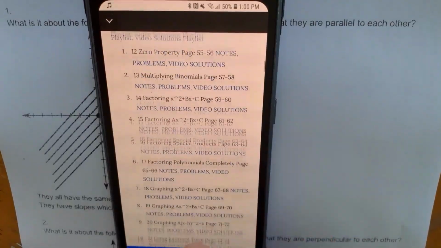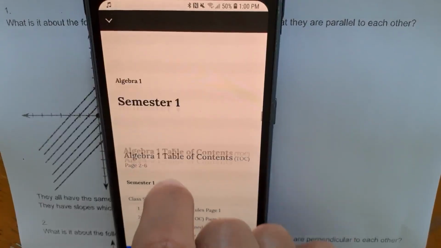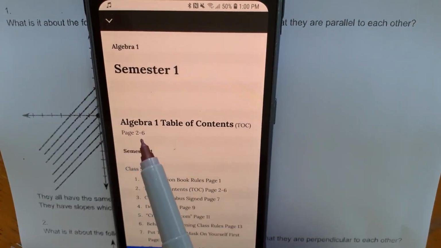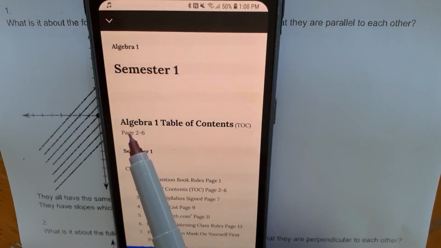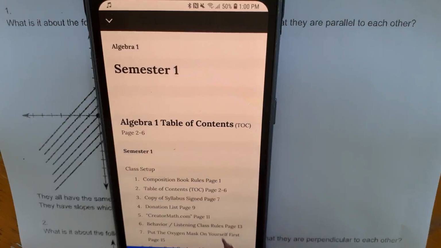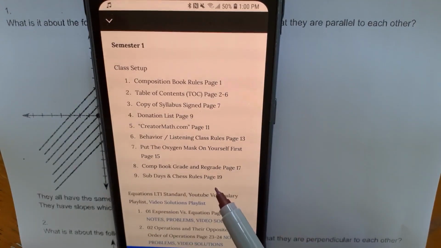Then we're going to find the semester we're in. Under that you'll find the table of contents. They're so important that I try to get you to write all 3.5 pages of them into pages 2 through 6 of your composition book. Why are they so important? Because they tell you where everything goes in the comp book. All the page numbers are listed there.